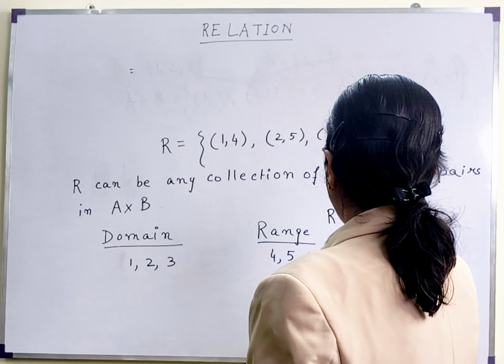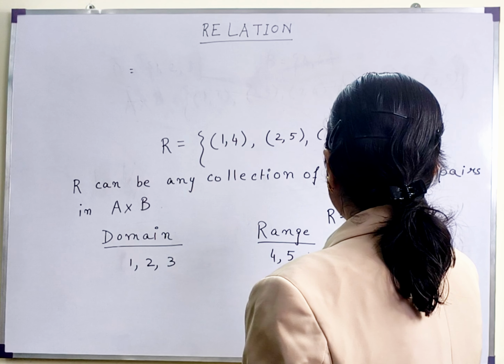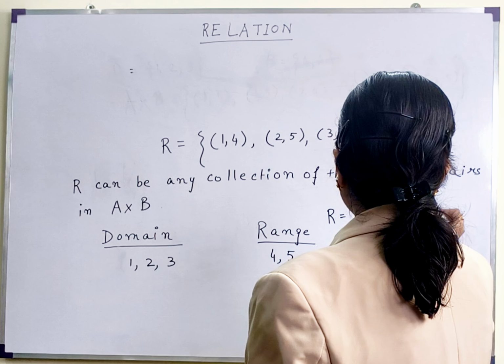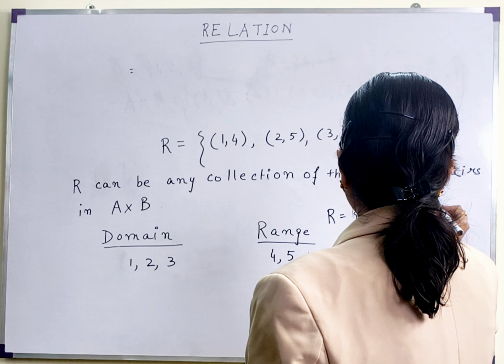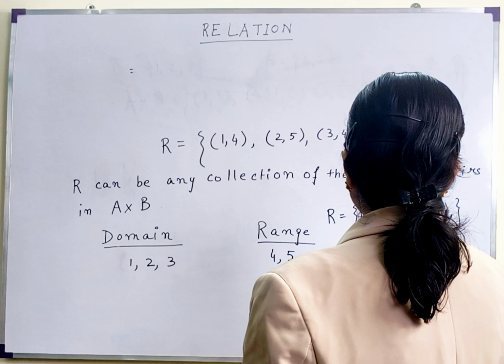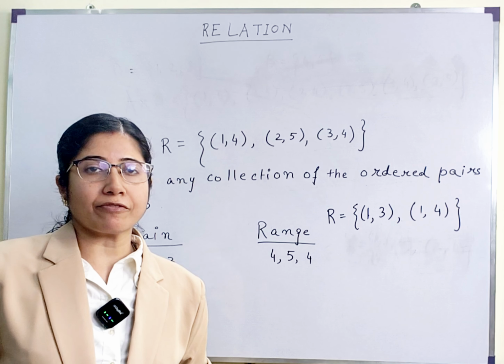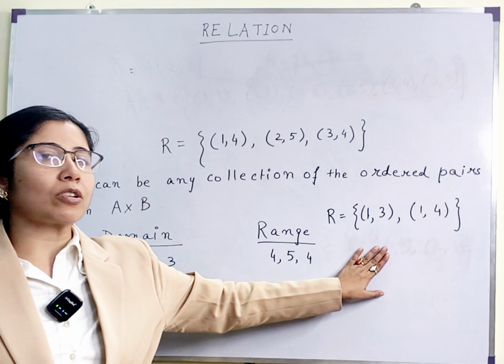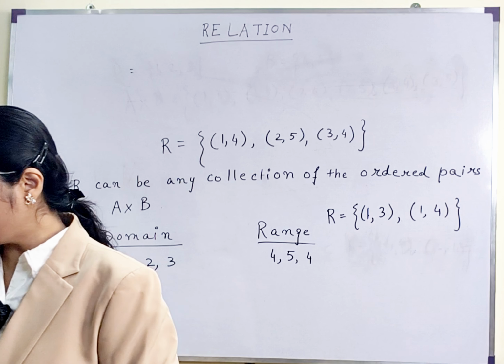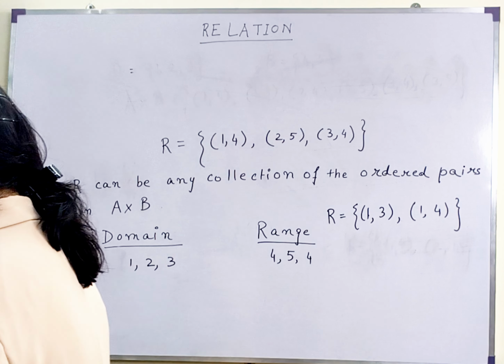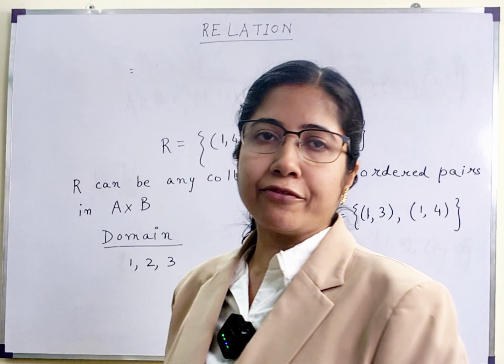That means (1,3) is one pair and (1,4) is another. That means one input is having two outputs, which is not possible in case of a function. So that means this is not a function. Okay. Now this is the main difference between relation and functions.